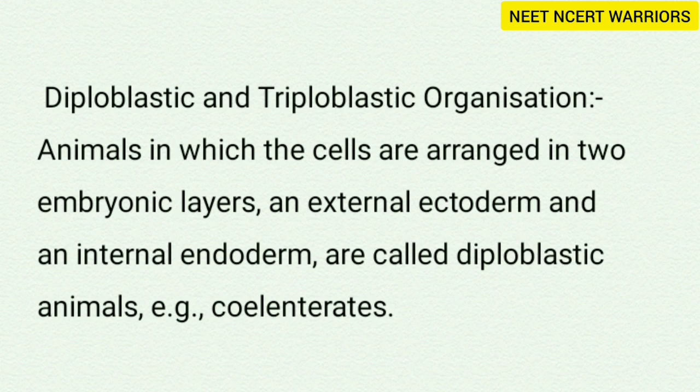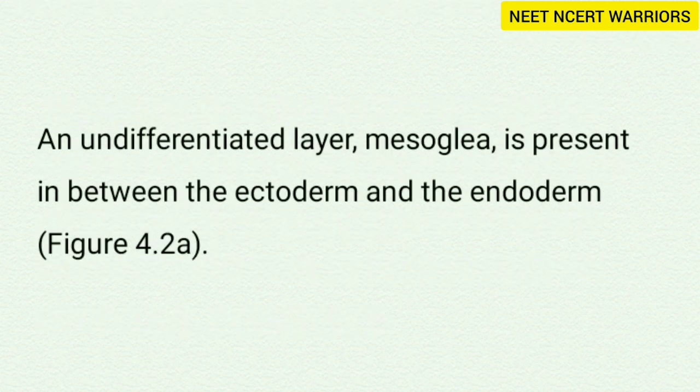Topic: diploblastic and triploblastic organization. Animals in which the cells are arranged in two embryonic layers, an external ectoderm and an internal endoderm, are called diploblastic animals. Example: coelenterates. An undifferentiated layer, mesoglea, is present in between the ectoderm and the endoderm. You can see in figure 4.2a.